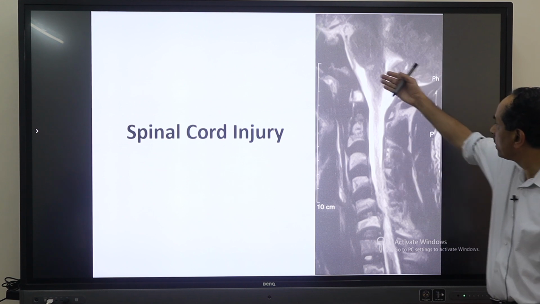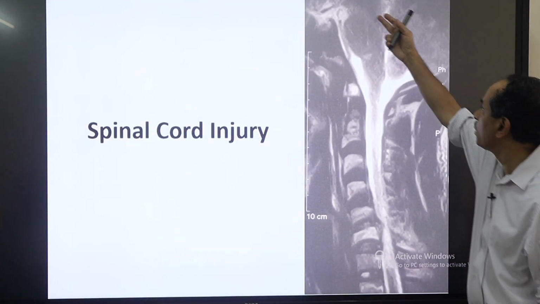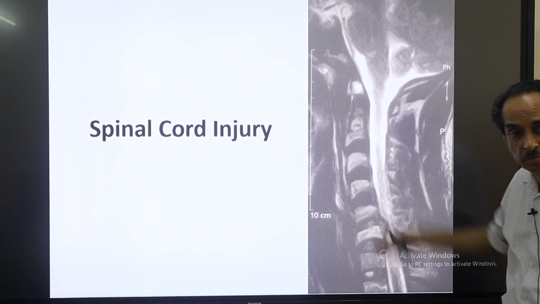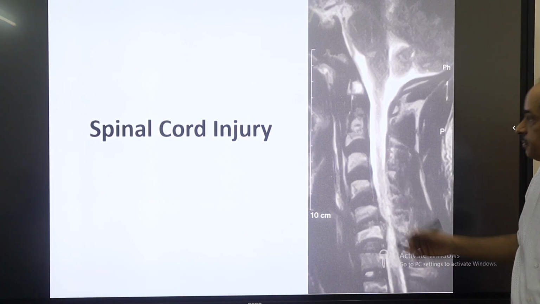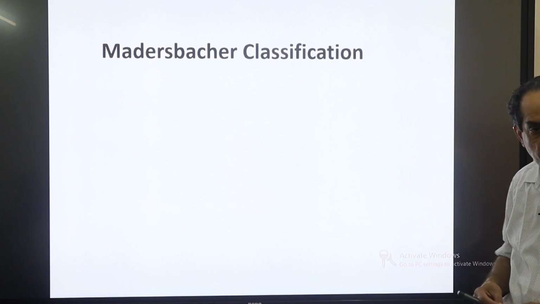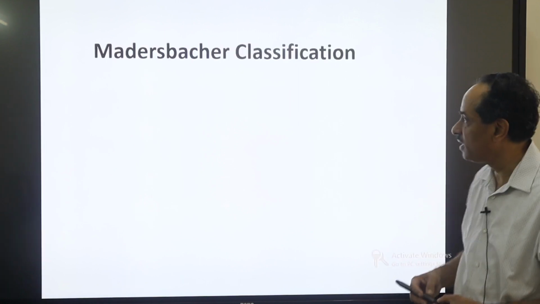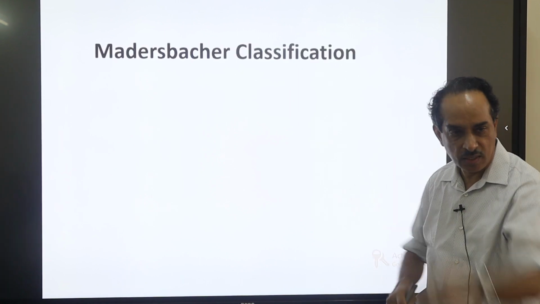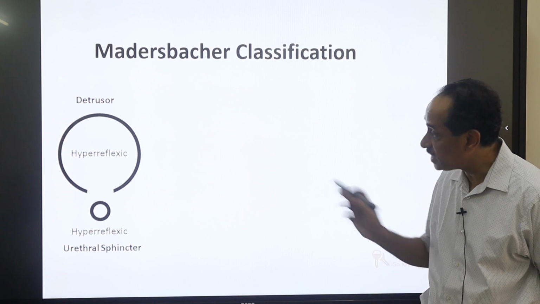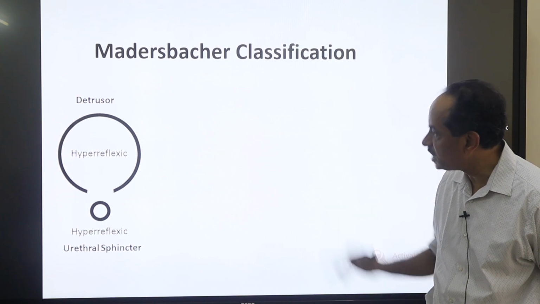This part is all okay. Pontine micturition center, periaqueductal gray matter, cortex, all is okay. Sacral centers are all right. But there is an interruption between them in either direction. Mr. Madersbacher, many of you would have met him, came here and helped us in the workshop on the bladder. His classification is the easiest classification, easy to follow.